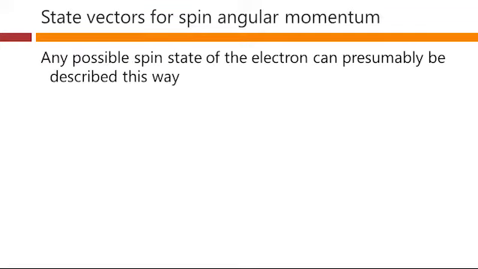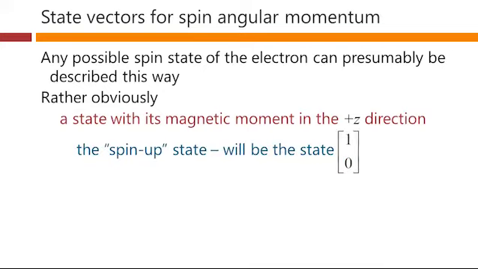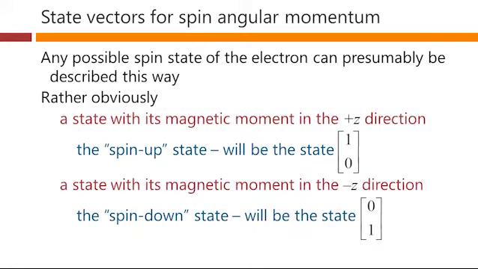Any possible spin state of the electron can presumably be described this way. Rather obviously, a state with its magnetic moment in the plus z direction would be the spin up state, and that we could write as 1,0 in our simple vector format. And a state with its magnetic moment in the minus z direction, the spin down state, could be written in this vector form.